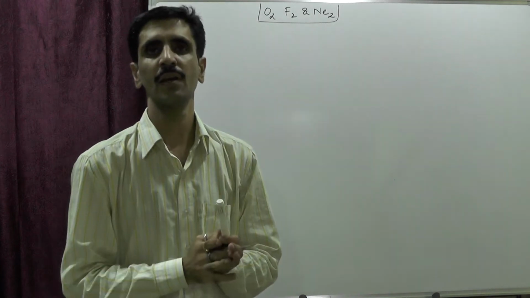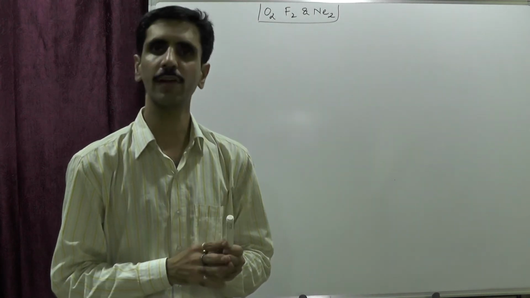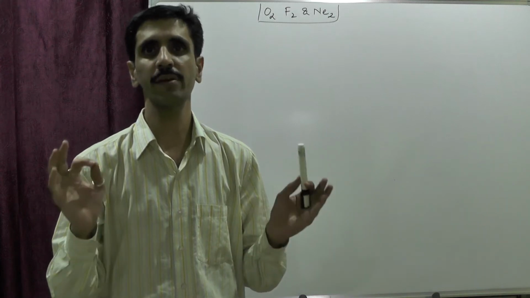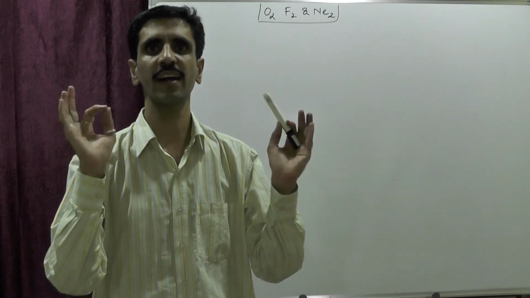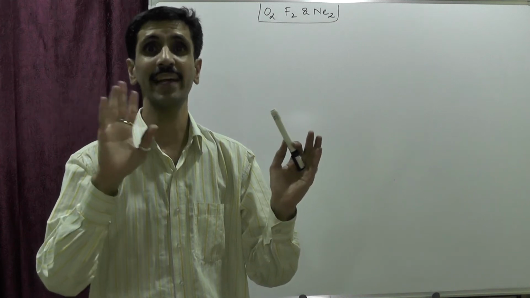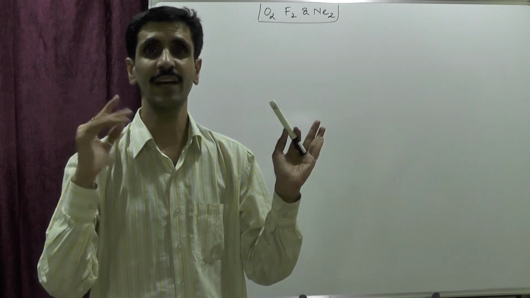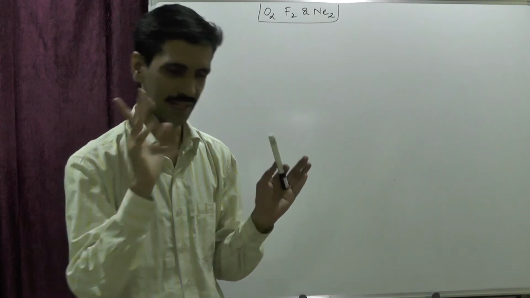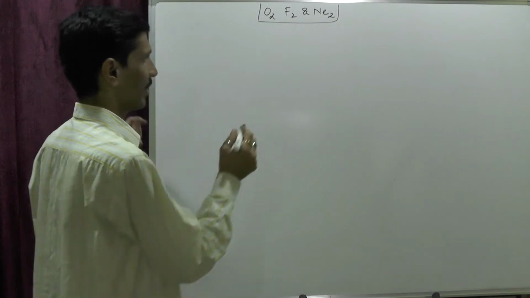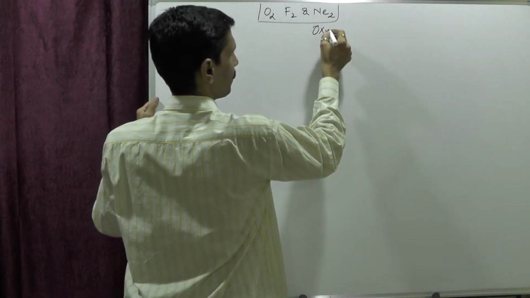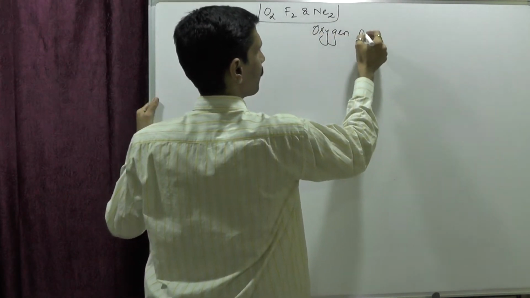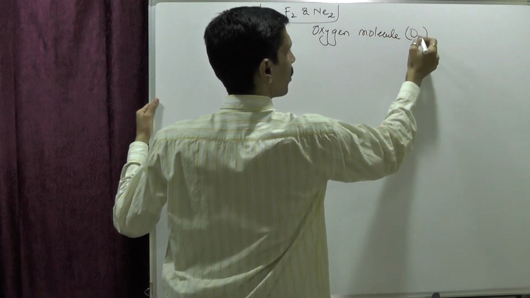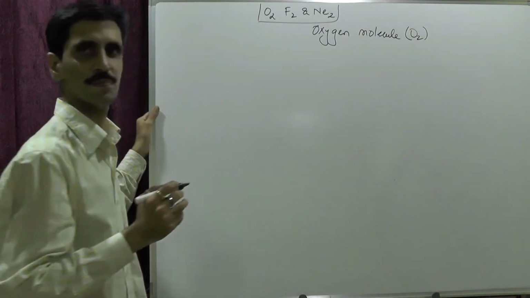So, in this part, we have 3 molecules, oxygen, fluorine and neon. But my statement still remains the same. If you understand oxygen, then with minor changes, we are going to get fluorine as well as neon. So we start with the oxygen molecule, the formula of which will be O2.